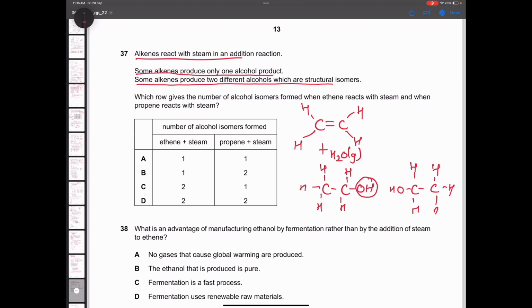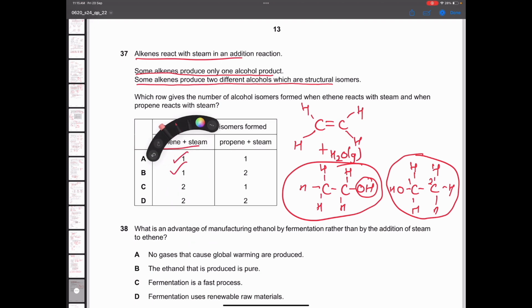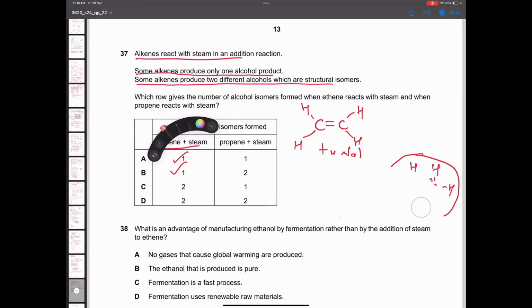Don't you think it's exactly the same thing? Is it not exactly the same thing? The numbering will start from here now, 1, 2. So again, it's ethanol only. So for ethene plus steam, only one isomer will be there. But for propene and steam, see, propene and steam will form propanol, right? Propene plus steam will form propanol.